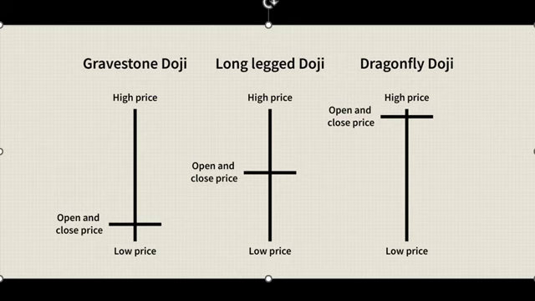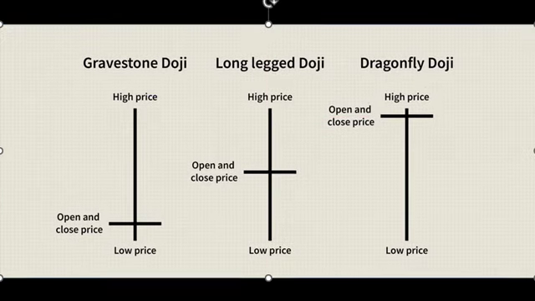Today we are talking about dojis. As you can see on the screen, we have three types of dojis: Gravestone Doji, Legged Doji, and DragonFly Doji. Today we are going to cover these dojis and learn what they do. Okay, so the first one is the Gravestone Doji.